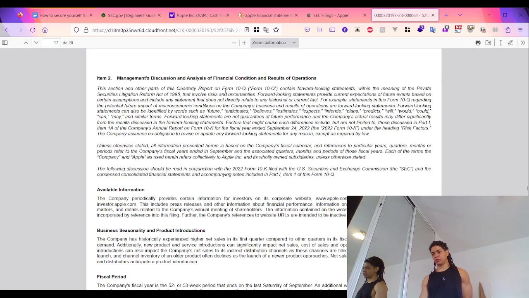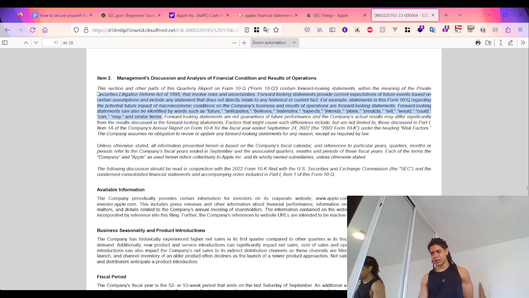This section and other parts of this quarterly report on Form 10-Q contain forward-looking statements within the meaning of the Private Securities Litigation Reform Act of 1995 that involve risk and uncertainties. Forward-looking statements provide current expectations of future events based on certain assumptions, and don't include any statement that does not directly relate to any historical or current fact. For example, statements in the Form 10-Q regarding the potential future impact of macroeconomic conditions on the company's business and results of operations are forward-looking statements. Statements can also be identified by words such as future, anticipate, believe, estimate, expect, intends, plan, predict, will, could, can, may, and similar terms.